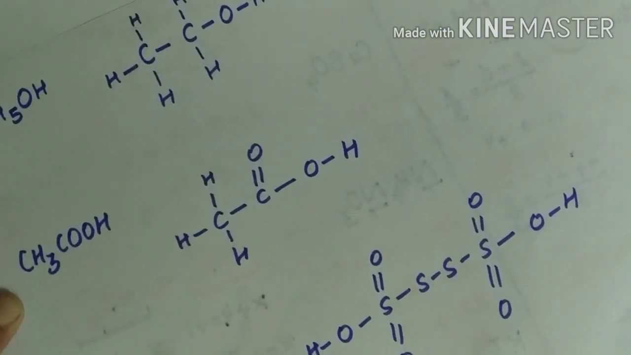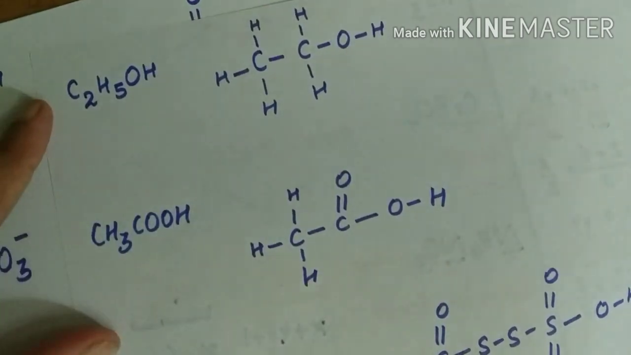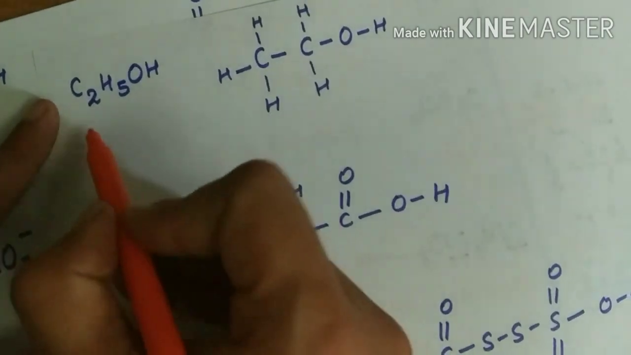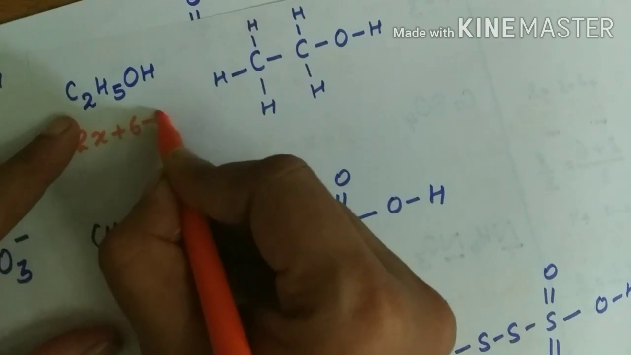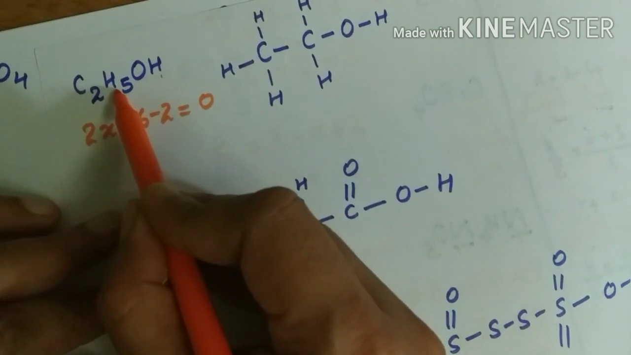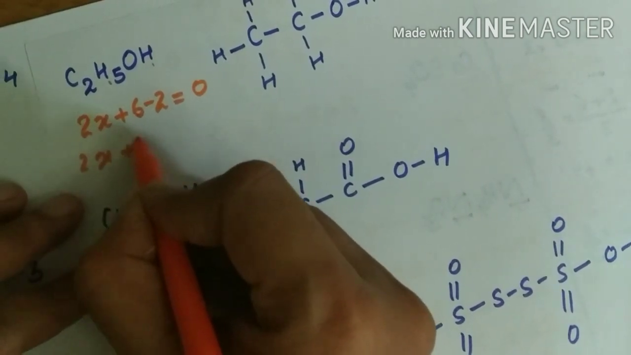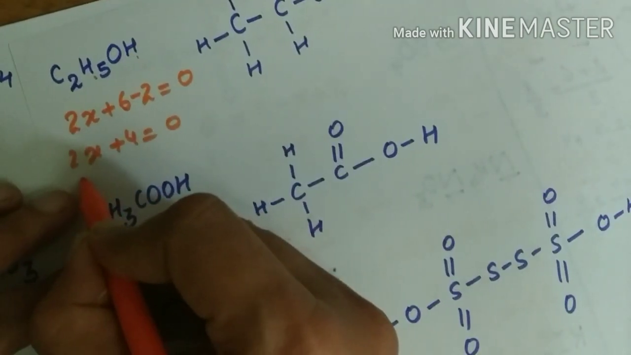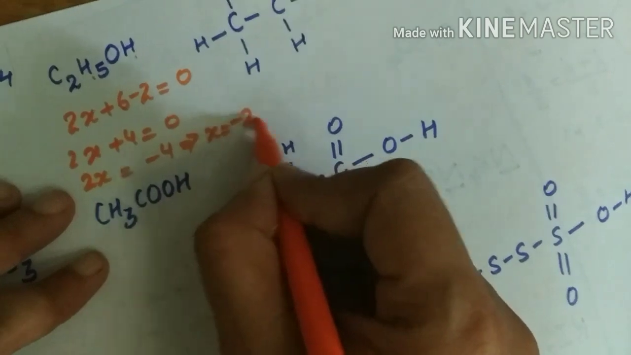Now in a few cases, the average and the actual oxidation state may vary. Like in C2H5OH, if we take carbon, we have to find out. We will take 2x + 6 hydrogen + (-2) oxygen = 0. Six hydrogens are there, each hydrogen +1, so oxidation state +6. So 2x + 4 = 0, 2x = -4, and x = -2.